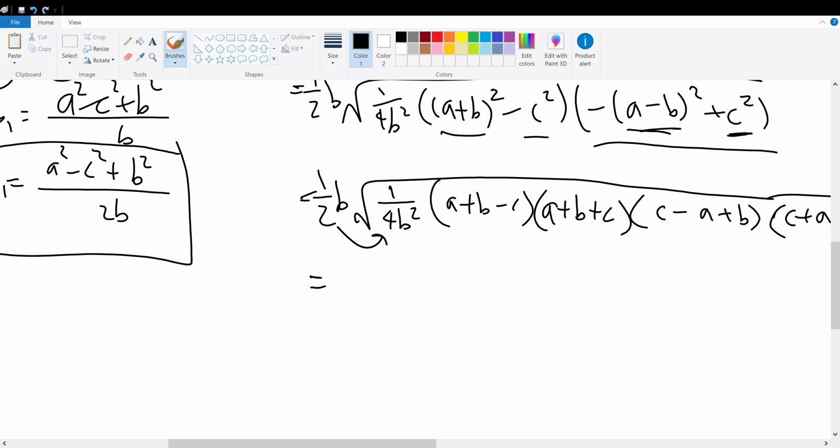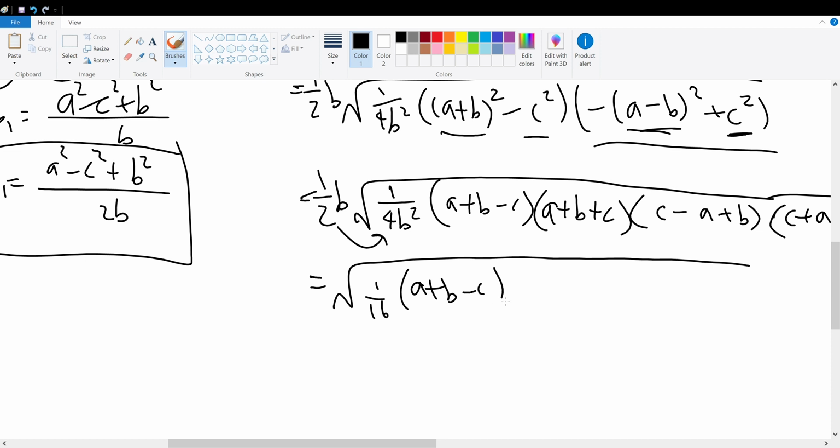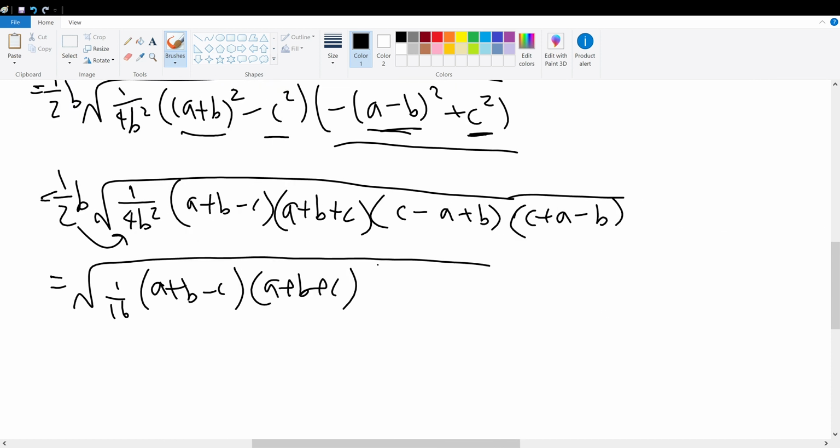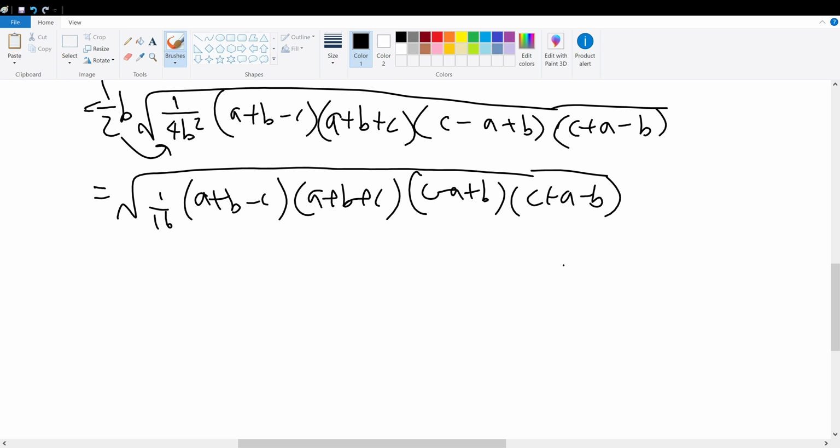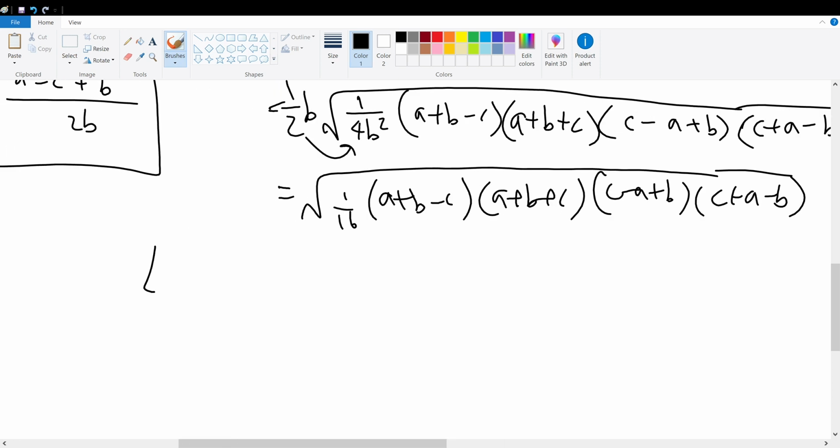From here we can plug in half b into the square root, but in order to apply that into it, we must square 1 over 2b as a whole. So this becomes, after canceling out like terms, 1 over 16 multiplied by (a plus b minus c) multiplied by (a plus b plus c) multiplied by (c minus a plus b) multiplied by (c plus a minus b). This equation remains unchanged. And now, from this point, we can introduce our assumption.